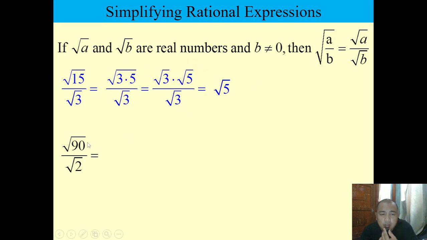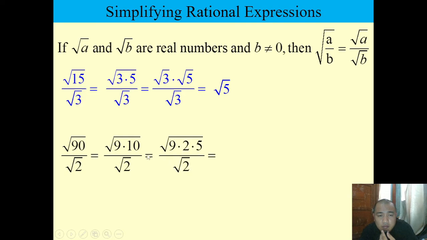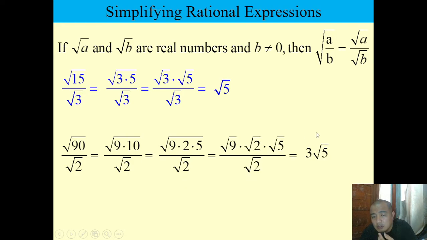How about this? Square root of 90 divided by square root of 2 means you divide 90 by 2. Or you can factor 90, 9 times 10. Or yung 10, 2 times 5. So 9 times 2 times 5 yung factors of 90, so that we can cancel square root of 2. Then square root of 9 is 3, square root of 5 is the answer. 3 square root of 5. Cancel square root of 2, square root of 9 is 3, then square root of 5.